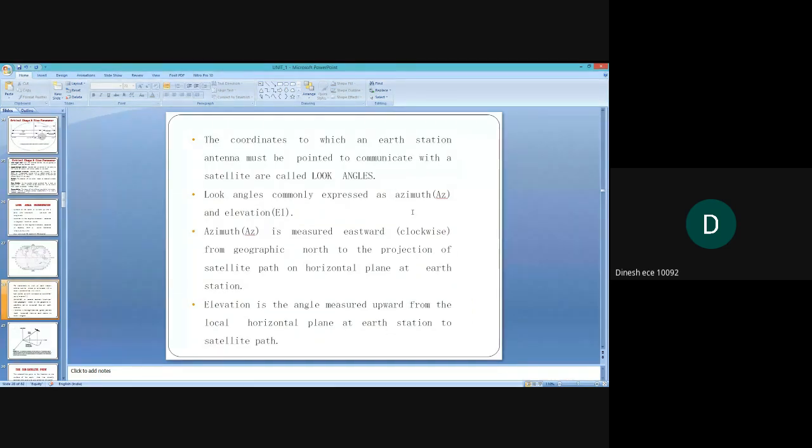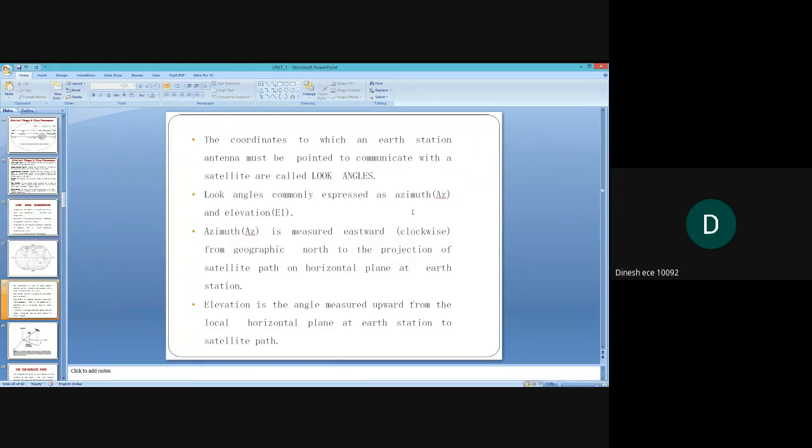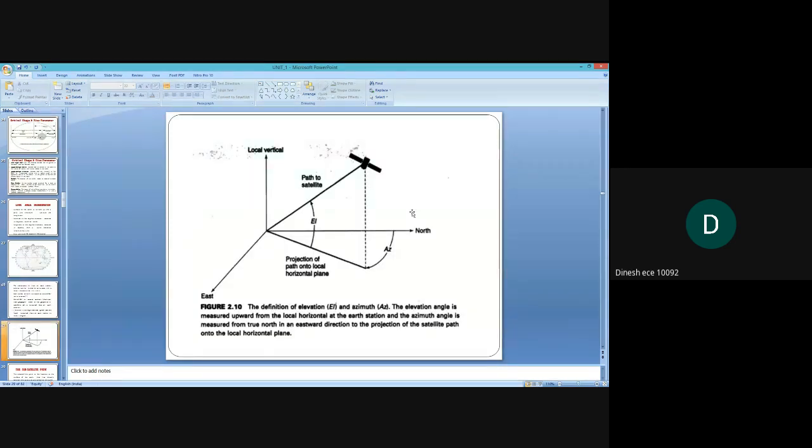So the azimuth is measured eastward from geographic north to the projection of the satellite path on a horizontal plane at an earth station. The elevation is the angle measured upward from the local horizontal plane at the earth station to the satellite path. You can see that.